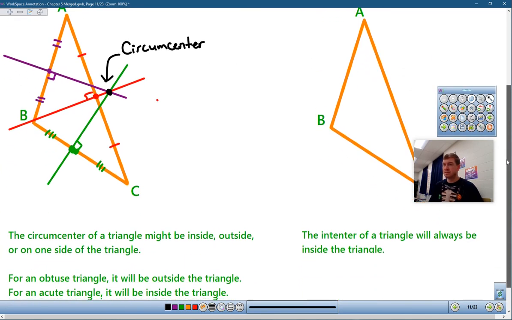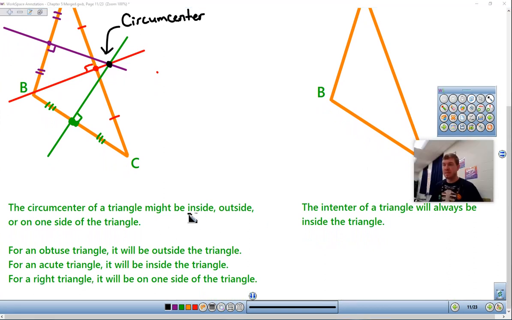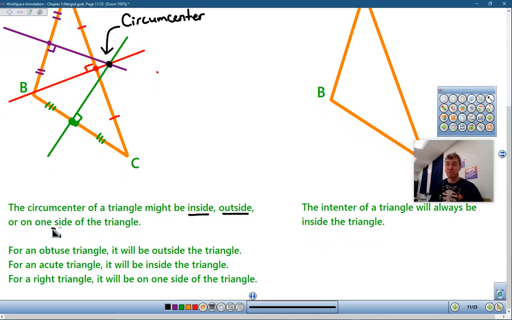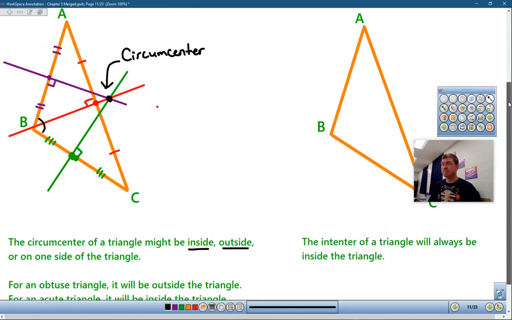In fact, for a circumcenter, it might be inside, outside, or actually on one side. If it's an obtuse triangle, it'll be outside the triangle. So because of this obtuse angle here, this one wound up being outside. An acute triangle to be inside, and for a right triangle to be actually like lying on one of the sides of the triangle. I think it'd probably be the hypotenuse every time.